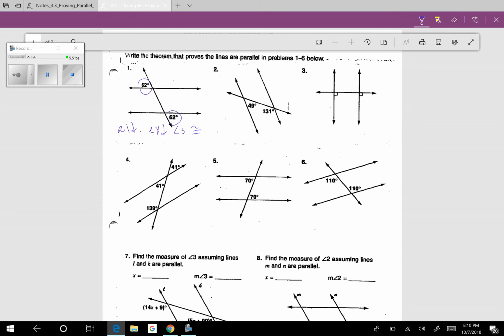Here, I'll help you out a little bit with number 4. I'll give you a hint. You see these two right here, the 41 and the 41? Does it matter that those are congruent? No.